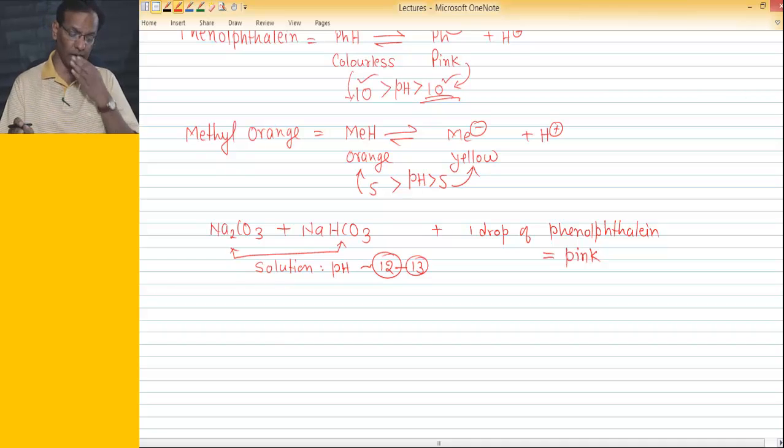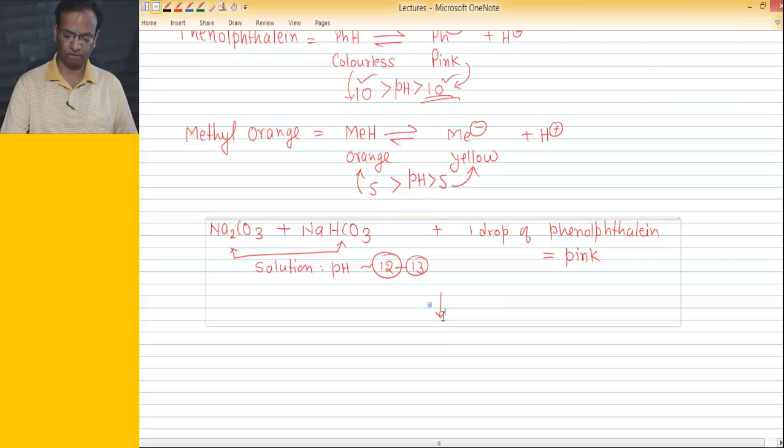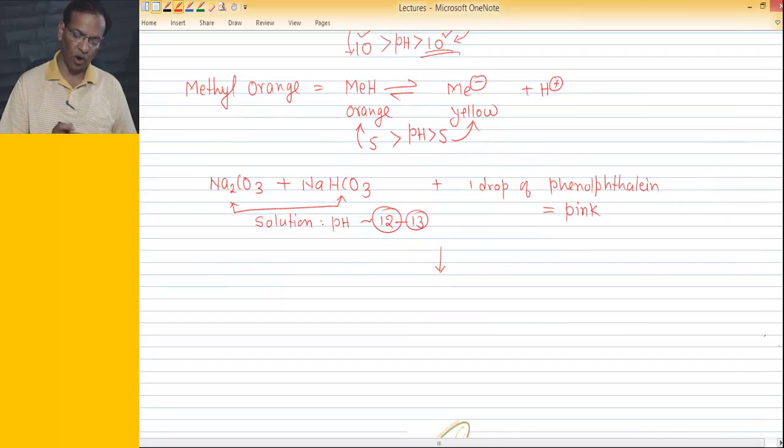Now if we titrate the solution by adding some strong acid, say HCl is being added, what will happen?